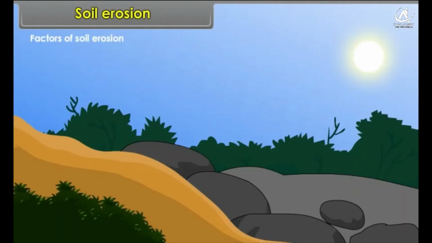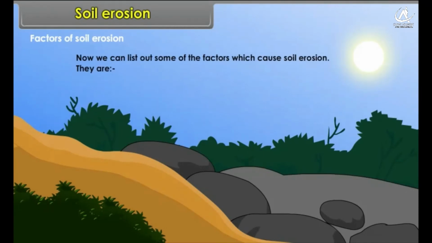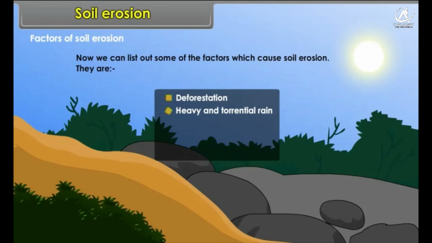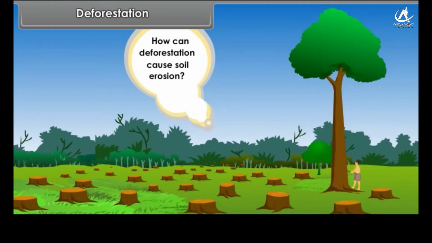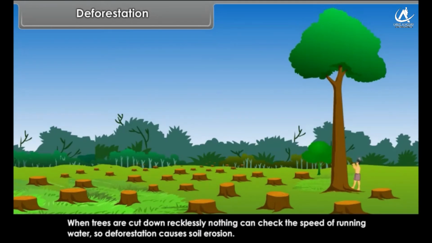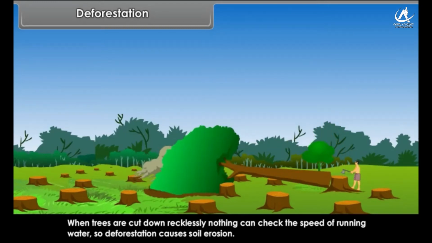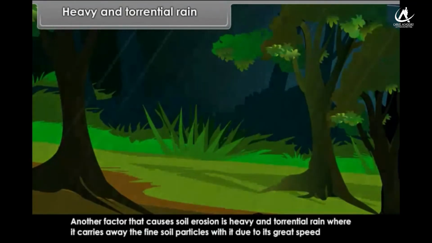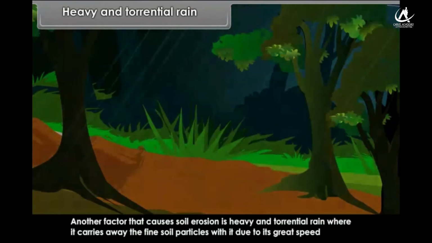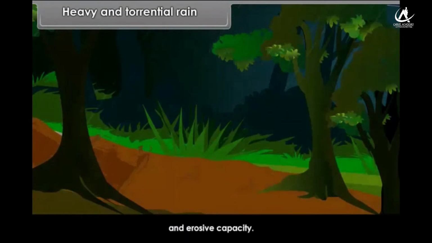Factors of soil erosion. Now, we can list out some of the factors which cause soil erosion. They are deforestation, heavy and torrential rain, overgrazing, winds, slope of the land. Deforestation. How can deforestation cause soil erosion? When trees are cut down recklessly, nothing can check the speed of running water. So, deforestation causes soil erosion. Another factor that causes soil erosion is heavy and torrential rain, where it carries away the fine soil particles with it due to its great speed and erosive capacity.